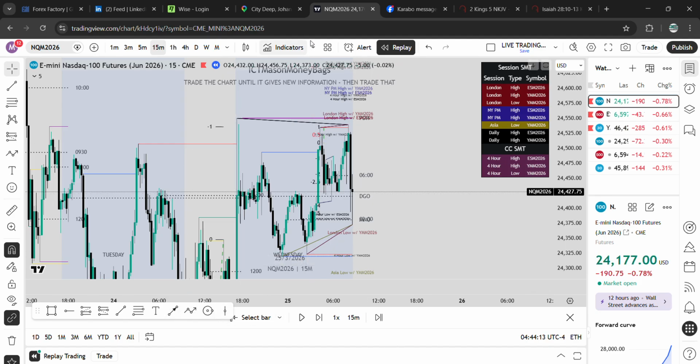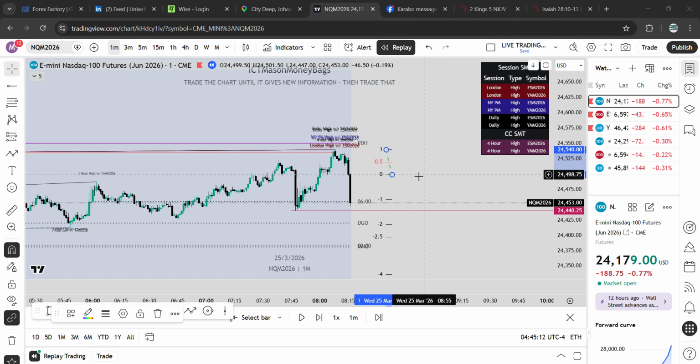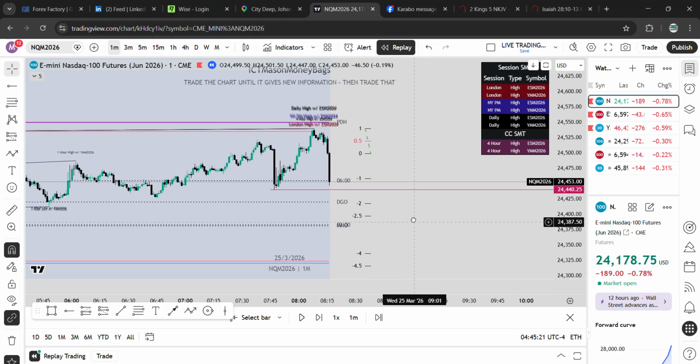There's a lot of information that's happening right now. Hold on. Sorry, I opened this. Anyways, we had London High SMT. We didn't see it before, but as soon as you get London High SMT, you've got to go open up the 1-minute and you look. There's a breaker, right? Where do the fibs enter again?